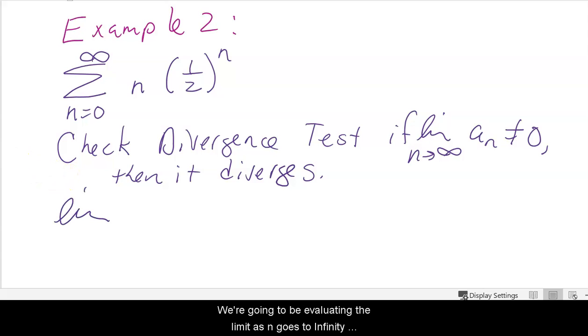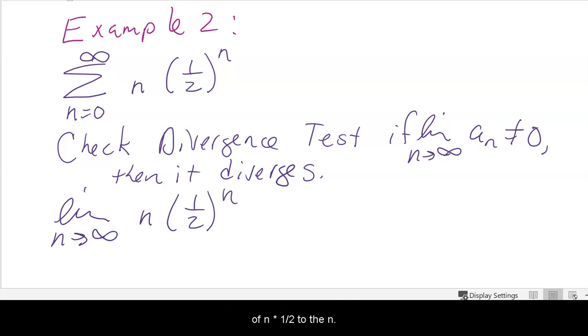We're going to be evaluating the limit as n goes to infinity of n times 1/2 to the n. The first thing we would always do, of course, is just plug in. In this case, when we plug in, we have infinity times 1/2 to the infinity power. It's hard to tell what this is going to come out to be.